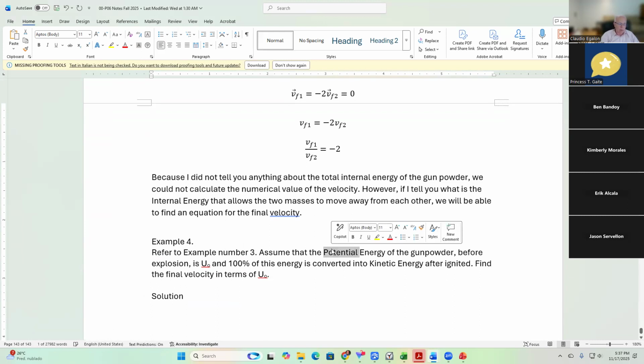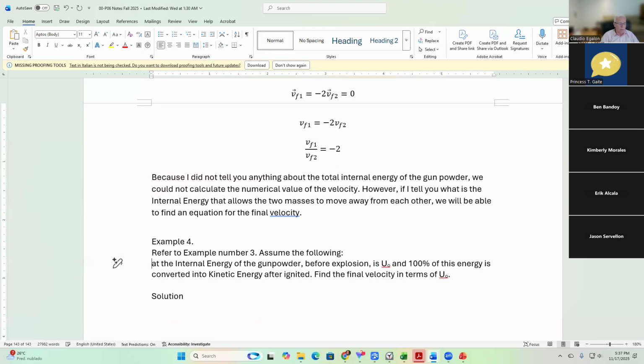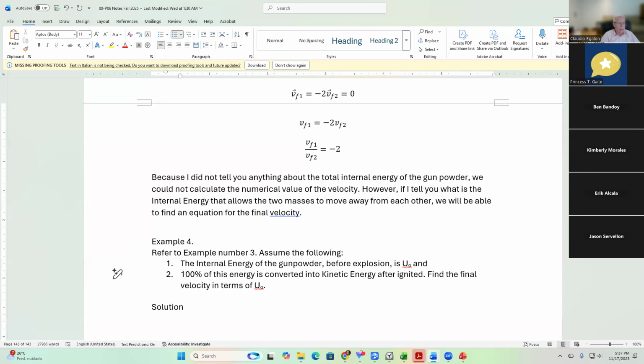Assume that, not the potential energy, because it's not necessarily a conservative force, assume that the internal energy of the gunpowder before the explosion is U naught. Assume the following, two assumptions here. One, the internal energy of the gunpowder before is U naught. Two, 100% of this energy is converted into kinetic energy after it is ignited. So what do you want to do? Find the final velocity in terms of U naught, okay?